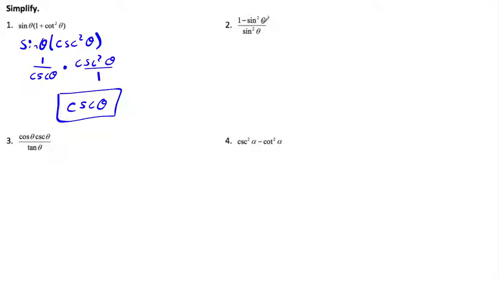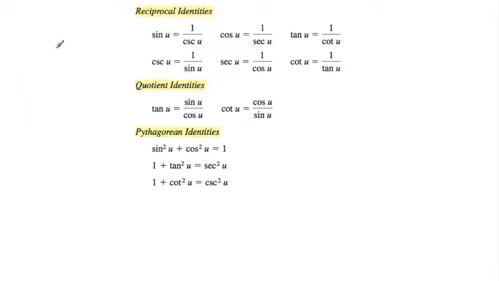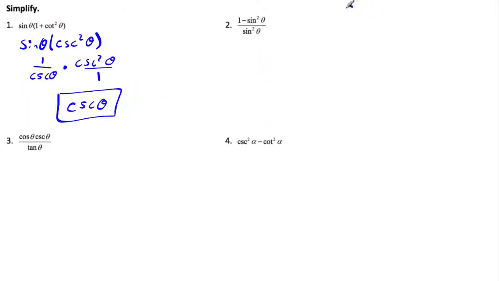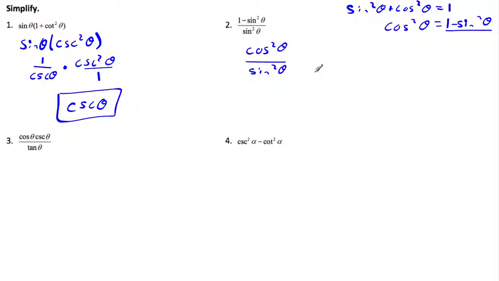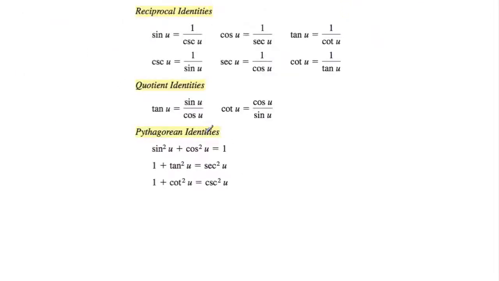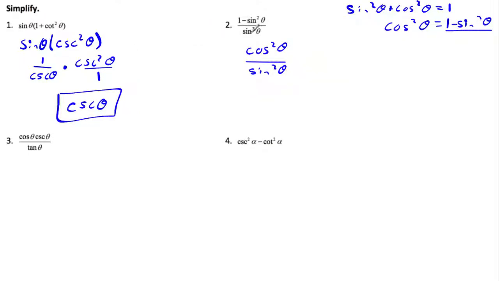We can do the same approach over here. So for sine squared of theta, I know that sine squared of theta plus cosine squared of theta is equal to 1. So look at how this is 1 minus sine squared of theta. So I can get cosine squared of theta is equal to 1 minus sine squared of theta. So this is cosine squared of theta over sine squared of theta. And if I compare these two, cosine over sine is cotangent. And because these are both squared, this gives me cotangent squared of theta. And I'm done.